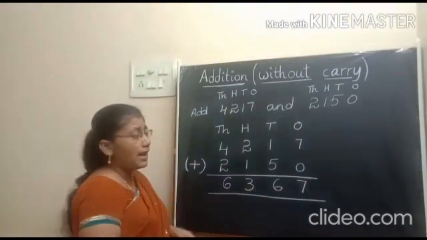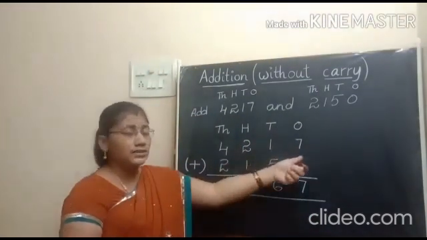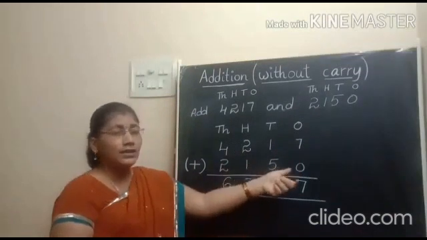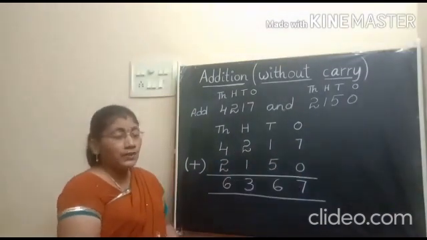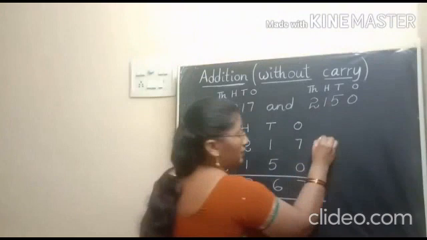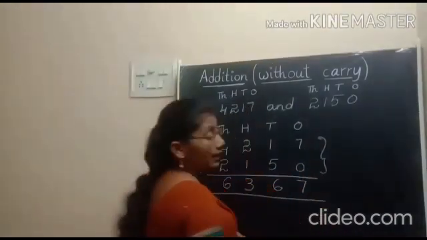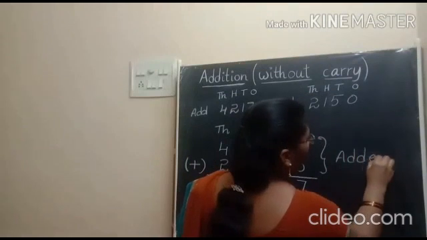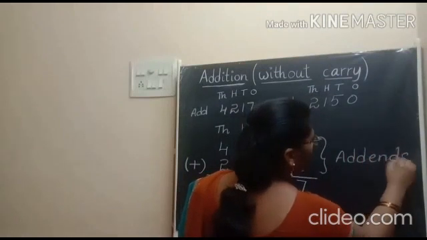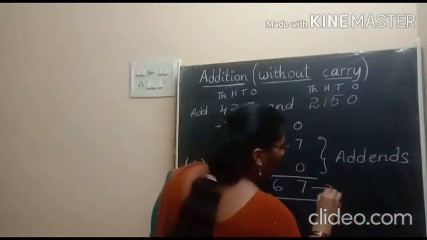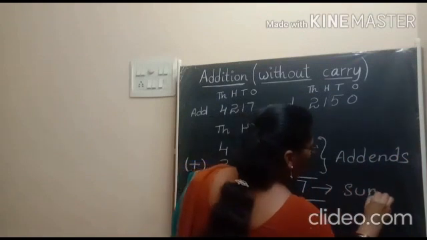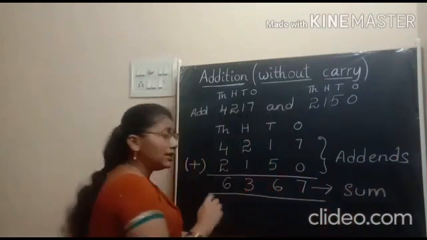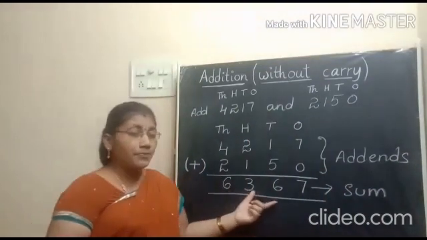So, we get 6,367 by adding 4,217 and 2,150. And one more thing is, these two are called addends. And the result is called sum.